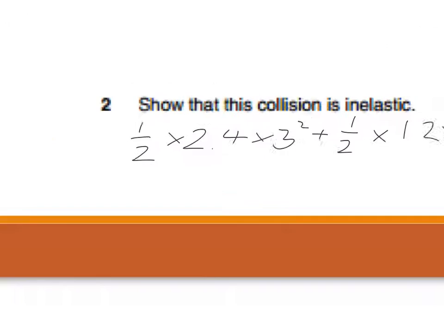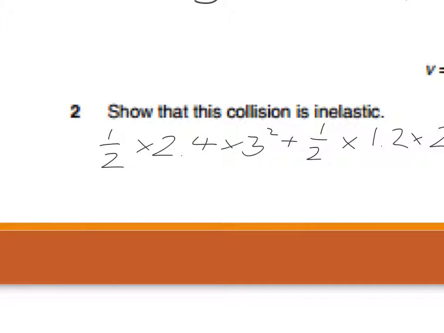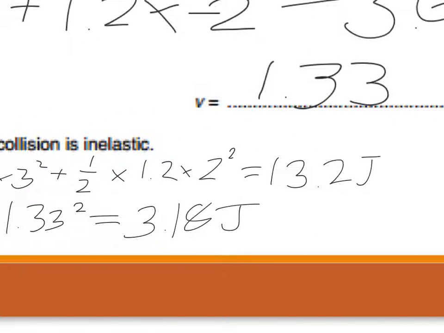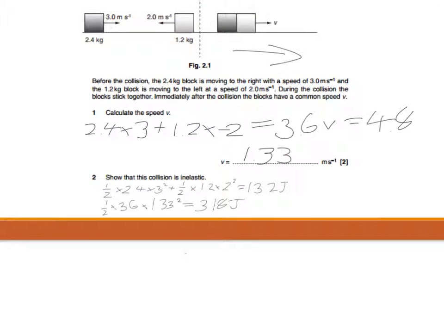Kinetic energy afterwards, we'll need to use our answer to the previous part. So it's half times 3.6 times 1.33 squared, which comes out as 3.18 joules. So 13.2 is not equal to 3.18, that's obvious, so the collision is inelastic.